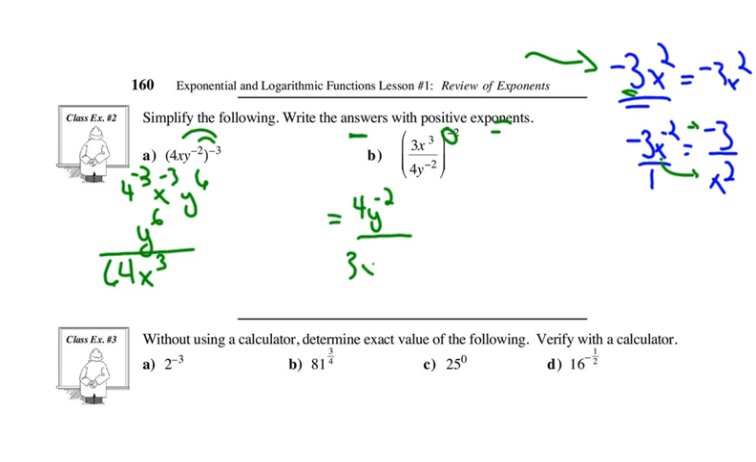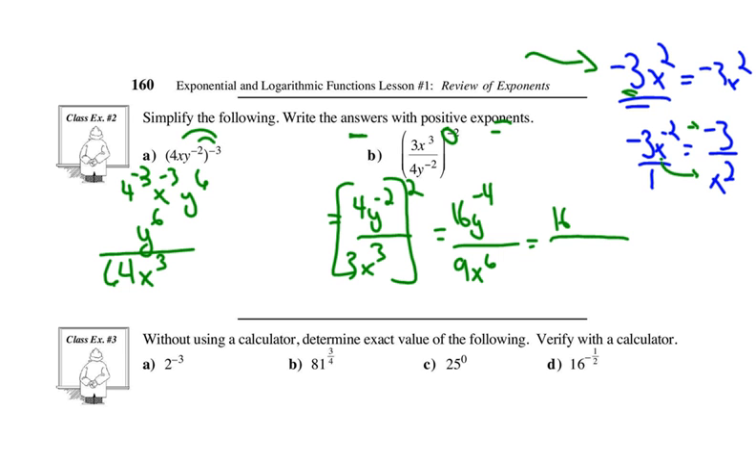And I would have 3x cubed on the bottom. Notice I didn't change the negative exponent on the y because I was only dealing with the negative on the outside first. When I multiply through with that exponent, I end up with 16y to the minus 4 all over 9x to the 6. And I finish the question off by getting all my exponents in positive places. So I have 16 over 9, x to the 6, y to the 4 as my final answer.